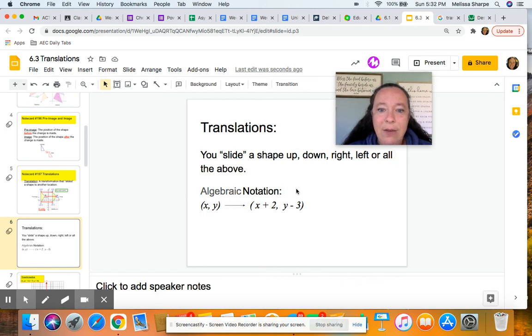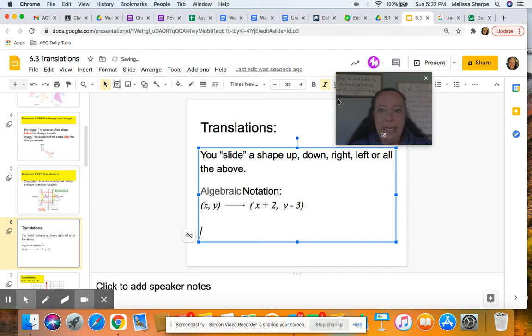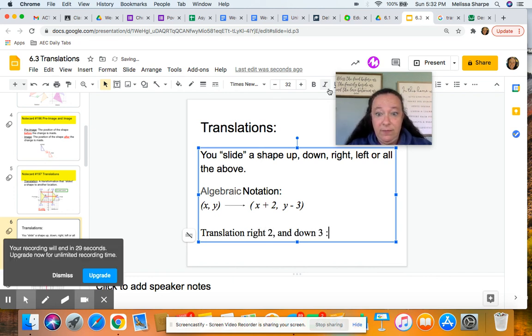This is really a translation right 2 and down 3, because you are adding 2 to the x, which makes it go right 2, and you're subtracting 3 from the y, which makes it go down 3.